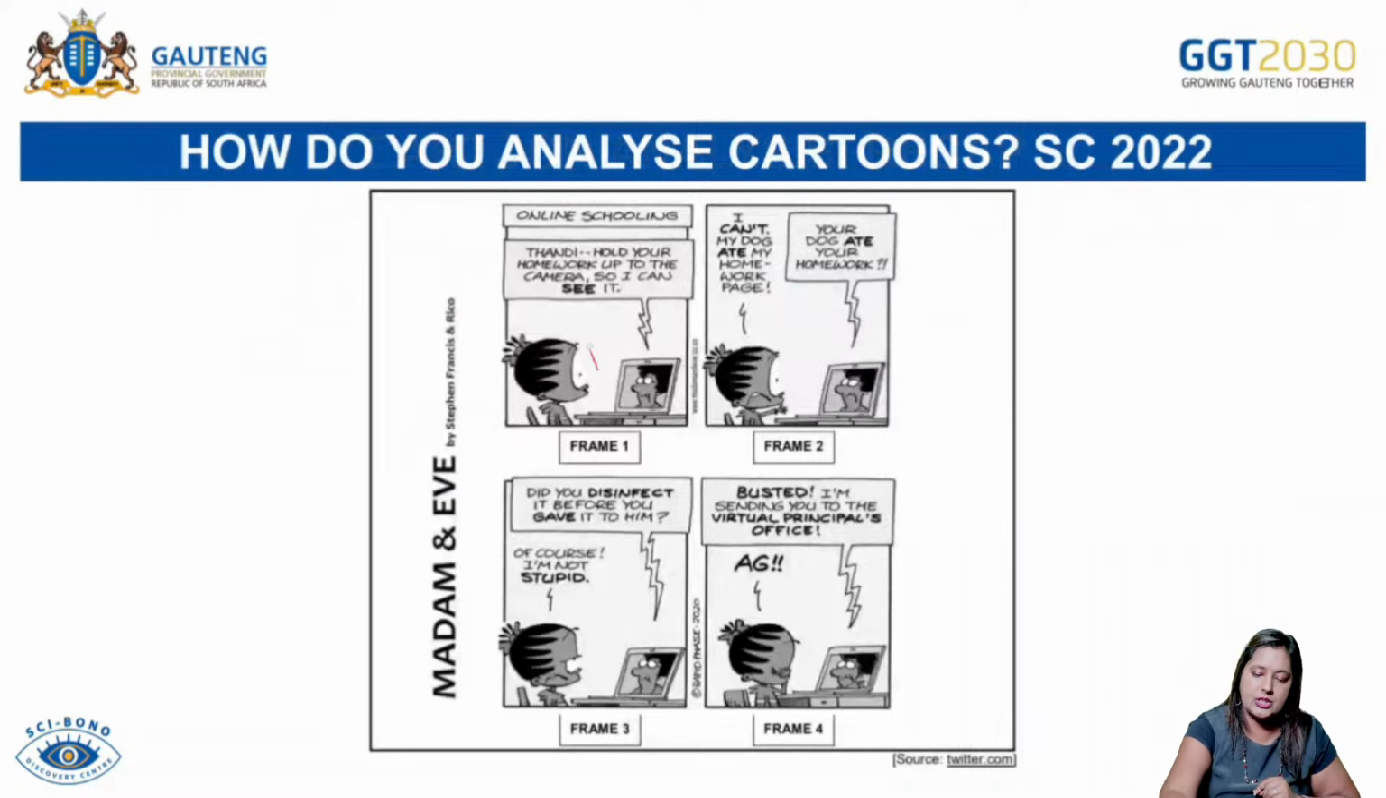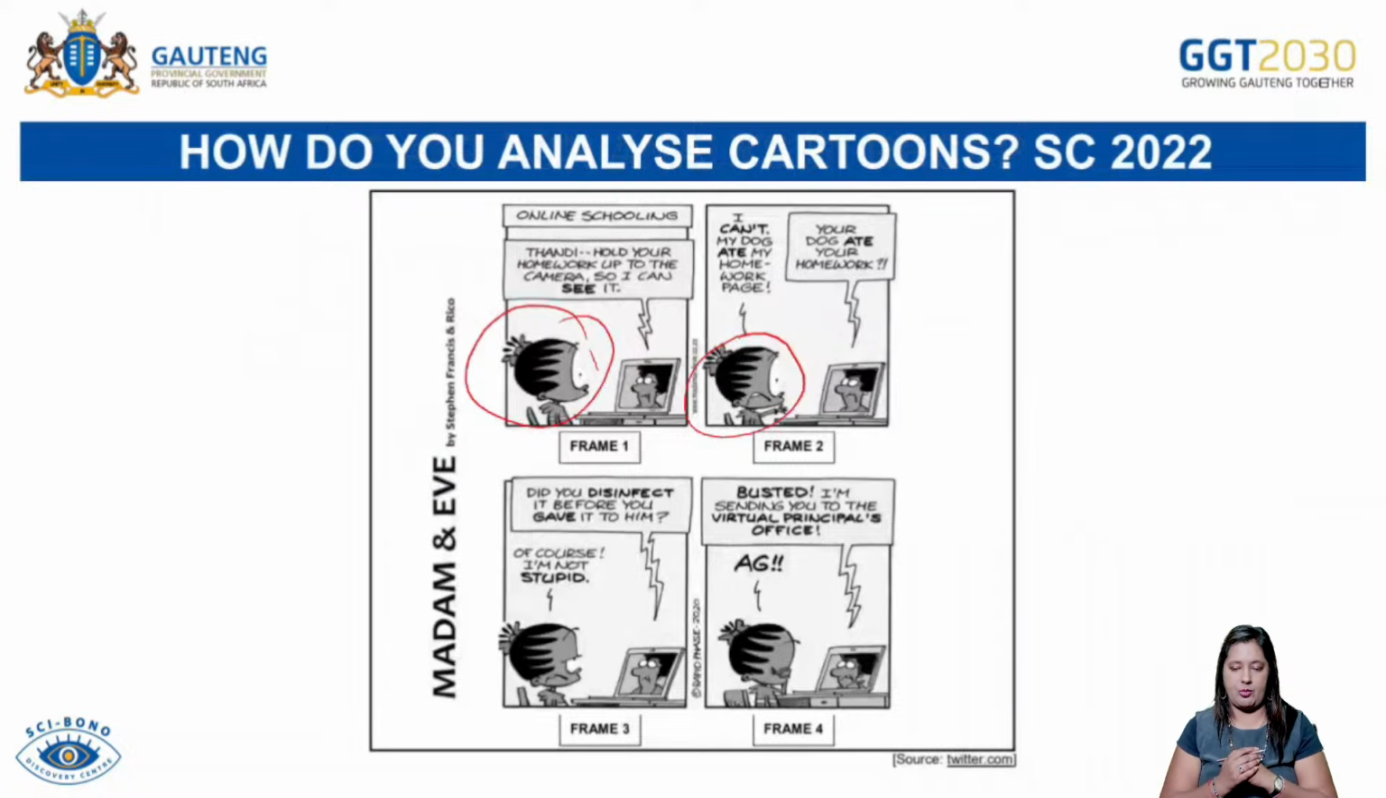Notice her facial expression as it changes from frame 1 to frame 2. "Your dog ate your homework." There's the use of the question mark and the exclamation mark next to each other there, obviously for overemphasis of something. Notice again also the facial expression changing for the teacher on the virtual screen. Right, then we go to frame 3 and 4. Notice the change again in Tandi's facial expression.